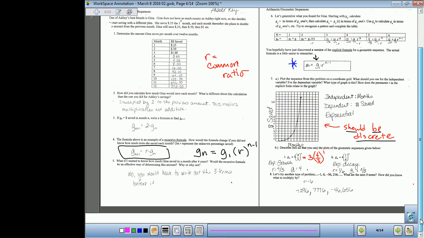All right, geometric. And once again, this one should also be discrete, but we put a lot in there. Okay, so here's that formula that we were building up to. This is the one we used last year. That's the important geometric there.